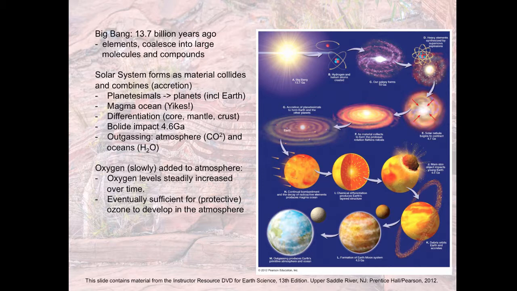UV radiation is quite damaging to cellular structures, and so the incorporation of oxygen into the atmosphere not only made respiration possible at 500 million years ago, but it fundamentally protects the cellular structure of animals.